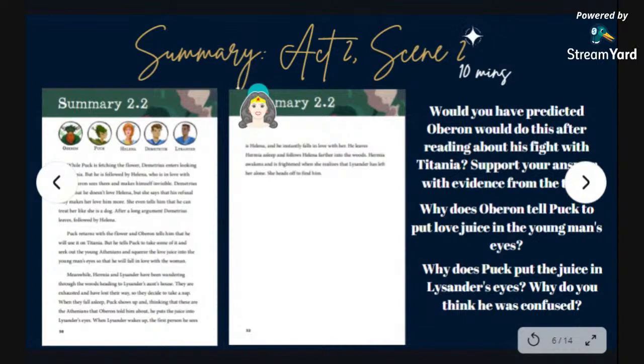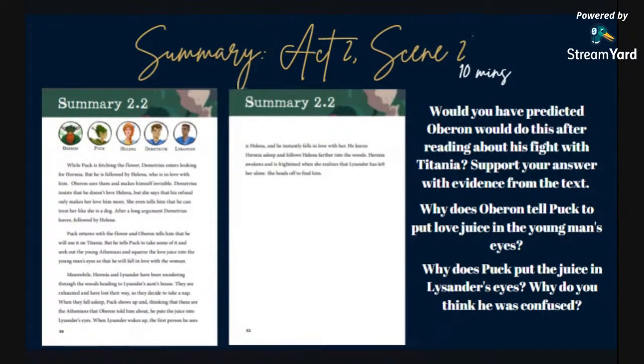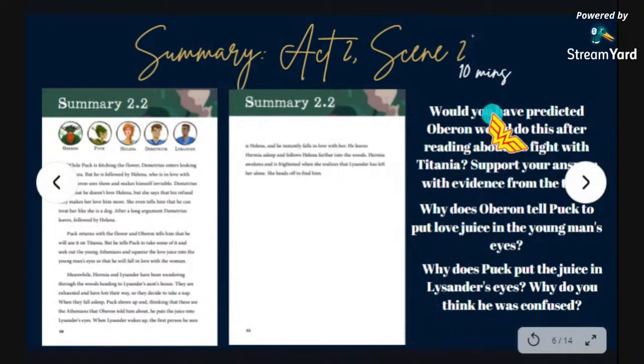Next, I'll move on to a summary of Act 2, Scene 2 for 10 minutes. So students will turn to the summary of Act 2, Scene 2 in the reader and read the paragraph silently to themselves. Then the teacher will pose the discussion questions found on the screen here.